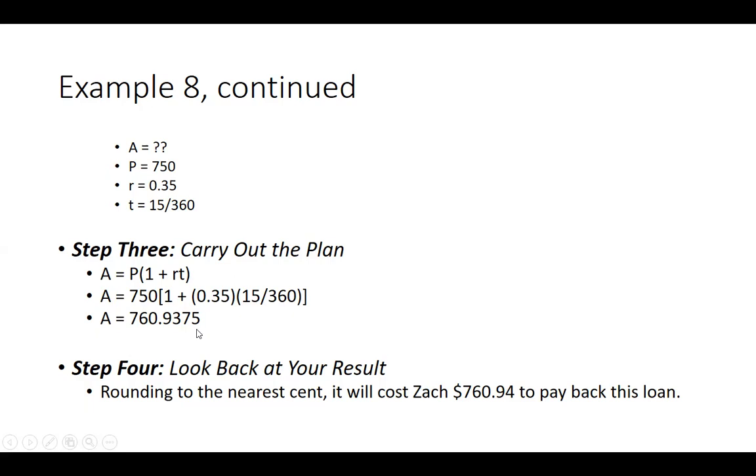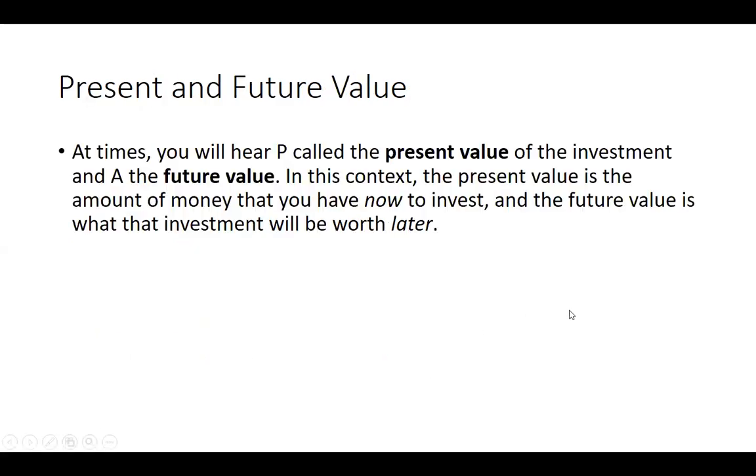760.9375. Rounding to the nearest cent, it will cost Zach $760.94 to pay back this loan. At times, you will hear P called the present value of the investment and A the future value. In this context, the present value is the amount of money that you have now to invest, and the future value is what that investment will be worth later.